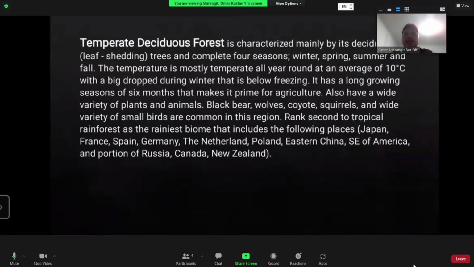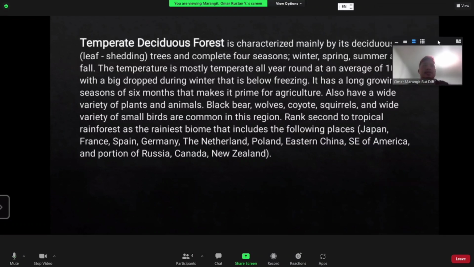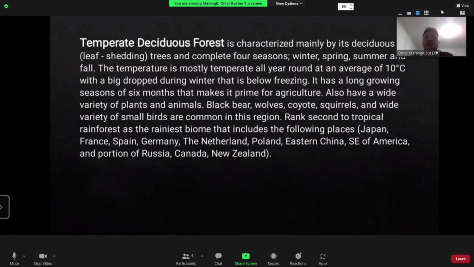So, the second one is temperate deciduous forest. Is characterized mainly by its deciduous leaf shedding trees and complete four seasons, winter, spring, summer, and fall. So, dito naman sa type ng forest na to is kompleto yung apat na season, yung taglamig, taglagas, tagtuyot, at tagulan. The temperature is mostly temperate all year around at average of 10 degrees Celsius with a big drop during winter.